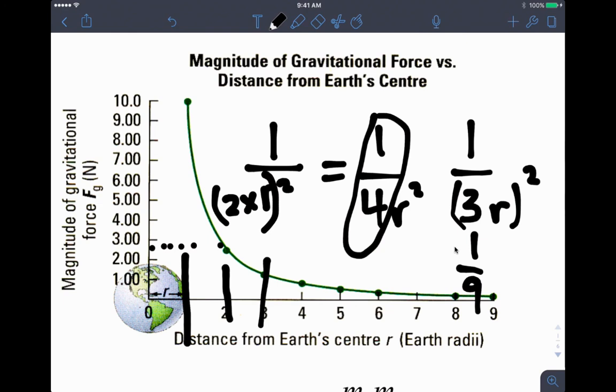of 1 over 9. And in your mind, that might make sense anyway, that if two masses get farther apart, the force of gravity acting on them should get weaker and weaker, and it does. And in reverse, as two masses get closer together, the force of gravity should increase between the two.